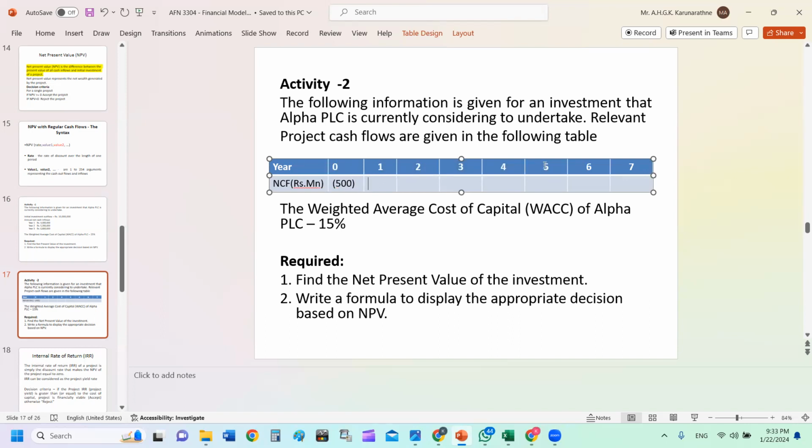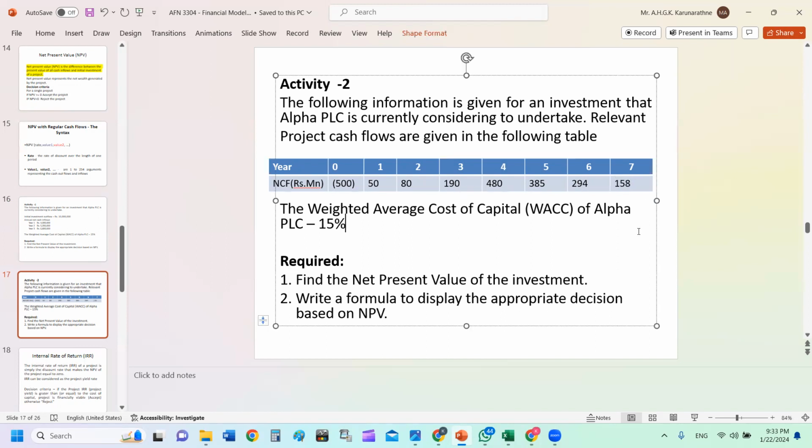Year one, let's say we have 50 million. Year two, we have 80 million. Year three, we have 190 million. Year four, we have 480 million. Year five, we have 385 million. Year six, we have 294 million. Year seven, we have, let's say, 158 million. So these are the future cash flows, right? The firm's cost of capital, let's say, is 16%. Find the NPV of the investment.